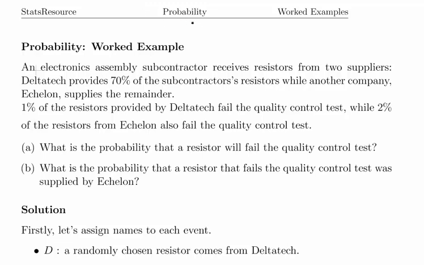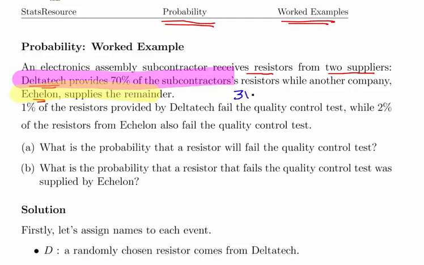Okay, in this presentation we're going to look at a probability question, a worked example. An electronics assembly subcontractor receives resistors from two suppliers, Delta Tech and Echelon. Delta Tech supplies 70% of the subcontractor's resistors while Echelon supplies the remainder, which you'd think is 30% straight away. It's implied.